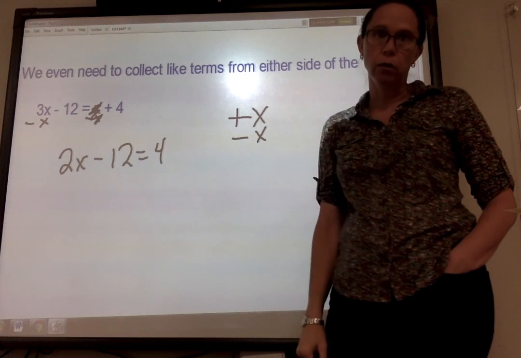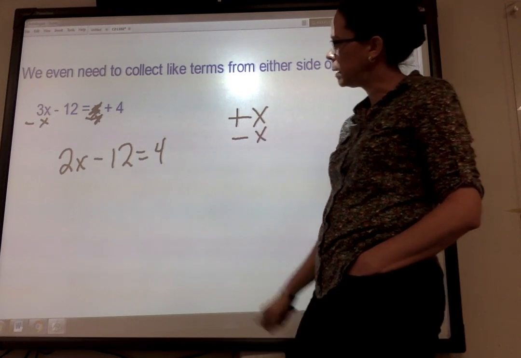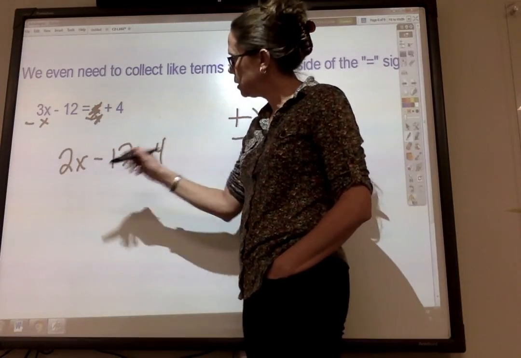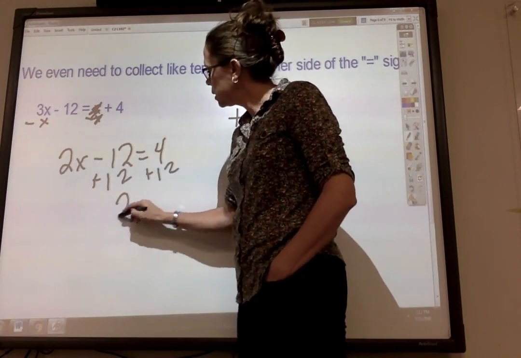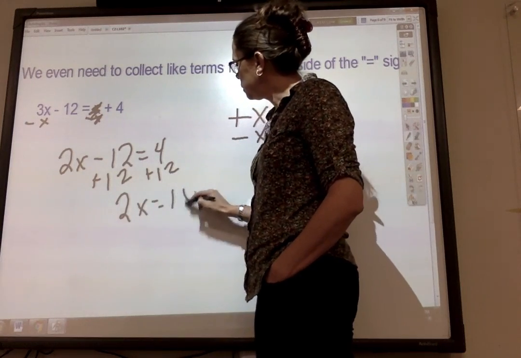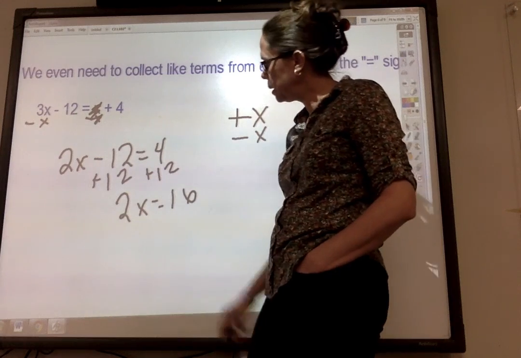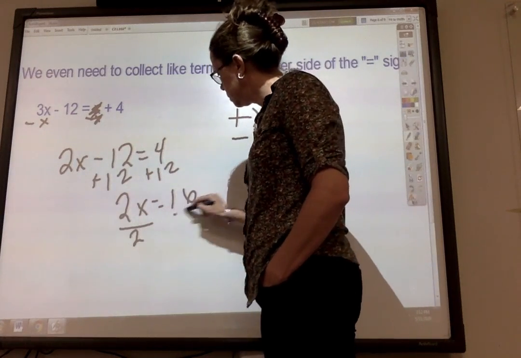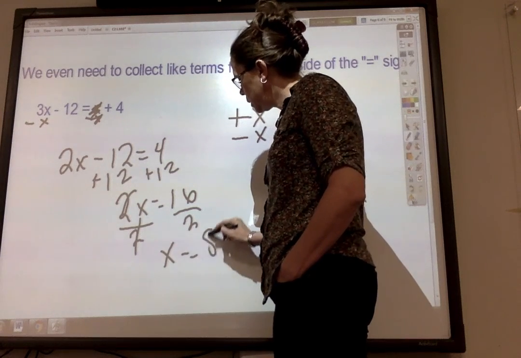Now I can go back to my questions, right? What's happening to the term with the variable? It's being subtracted by 12. How do I undo subtract 12? Add 12 to both sides. So now I get 2x equals 16. What's happening to x? It's being multiplied by 2. How do I undo multiply by 2? Divide by 2 on both sides. This reduces to x is equal to 8.